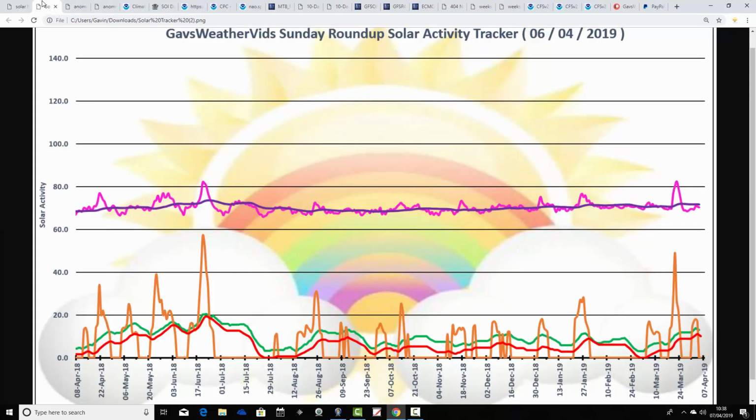This is the GWV Sunday Roundup solar activity tracker, updated by good friend James Aquil up to yesterday, the 6th of April. So we have had a bit of solar activity actually over the past few days. The orange line here is depicting each individual day's worth of sunspots. And you see we are getting these spikes up at the moment. There was quite a big one around the 24th of March, then a few days of spotlessness. But in recent days, through the first week of April, we have actually had some more sunspots. Now we've gone spotless once again. So a little bit up and down with solar activity at the moment.